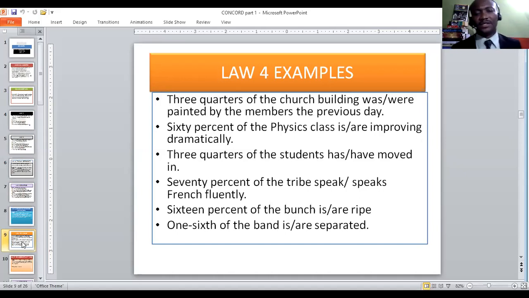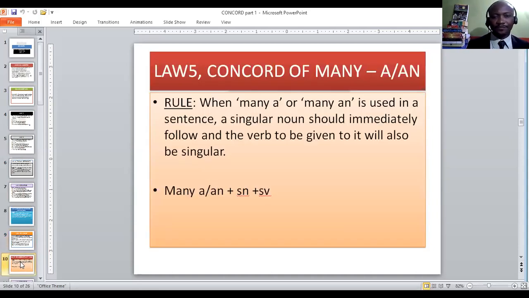Of course, 16% of the bunch here is a collective noun. You have other collective nouns like bevy. You have collectives like group, choir, armada. We saw that earlier, and we're going to see more of that right here. So 16% of the bunch, which is a collective noun used as singular, is ripe. 1/6 of the band, also a collective noun, is separated. We don't use plural for collective nouns.